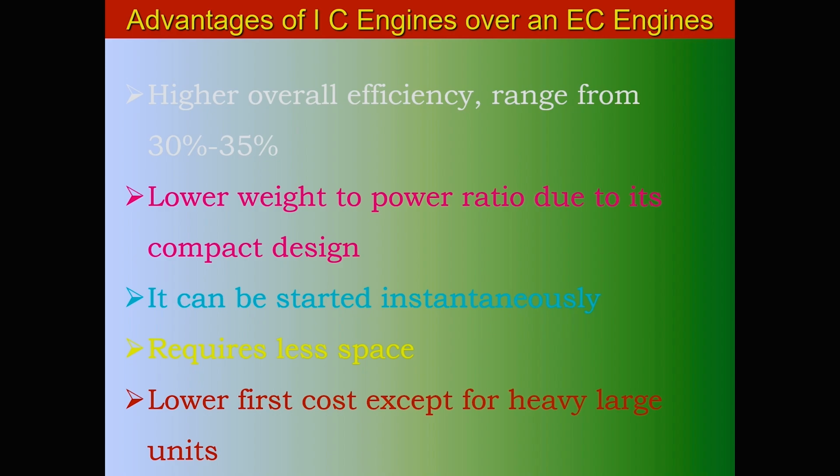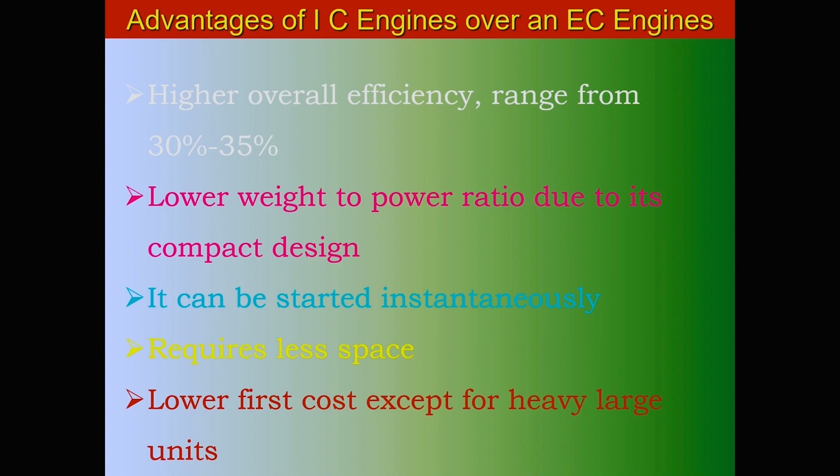Next, the weight-to-power ratio. Since we have only one engine, the weight will be very low. But with a boiler, you have the boiler, and again the engine component. To condense the steam, we need a condenser, and again we need a pump to take the water. We have so many components, so the weight will be more, but the power produced is less. So the weight-to-power ratio is good in the internal combustion engine compared to the external combustion engine.